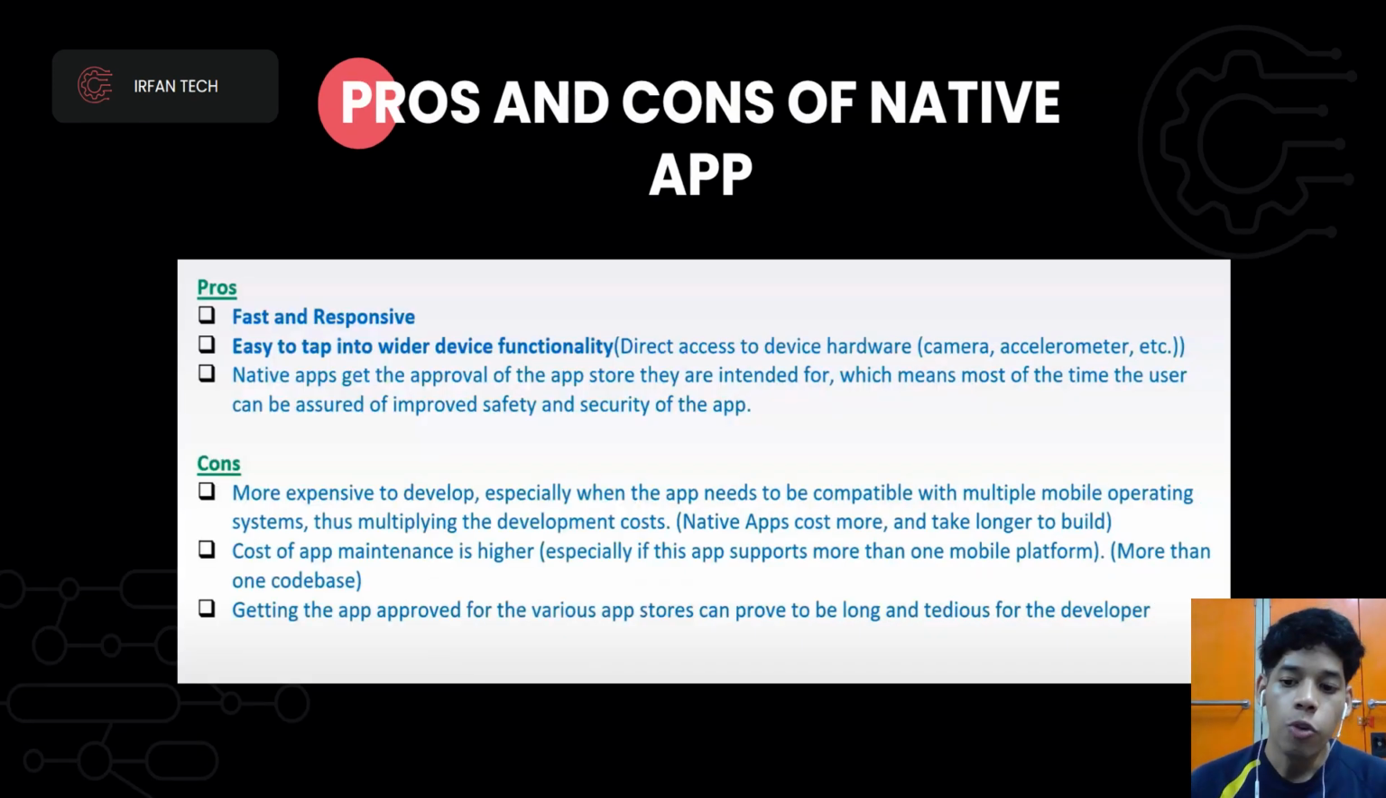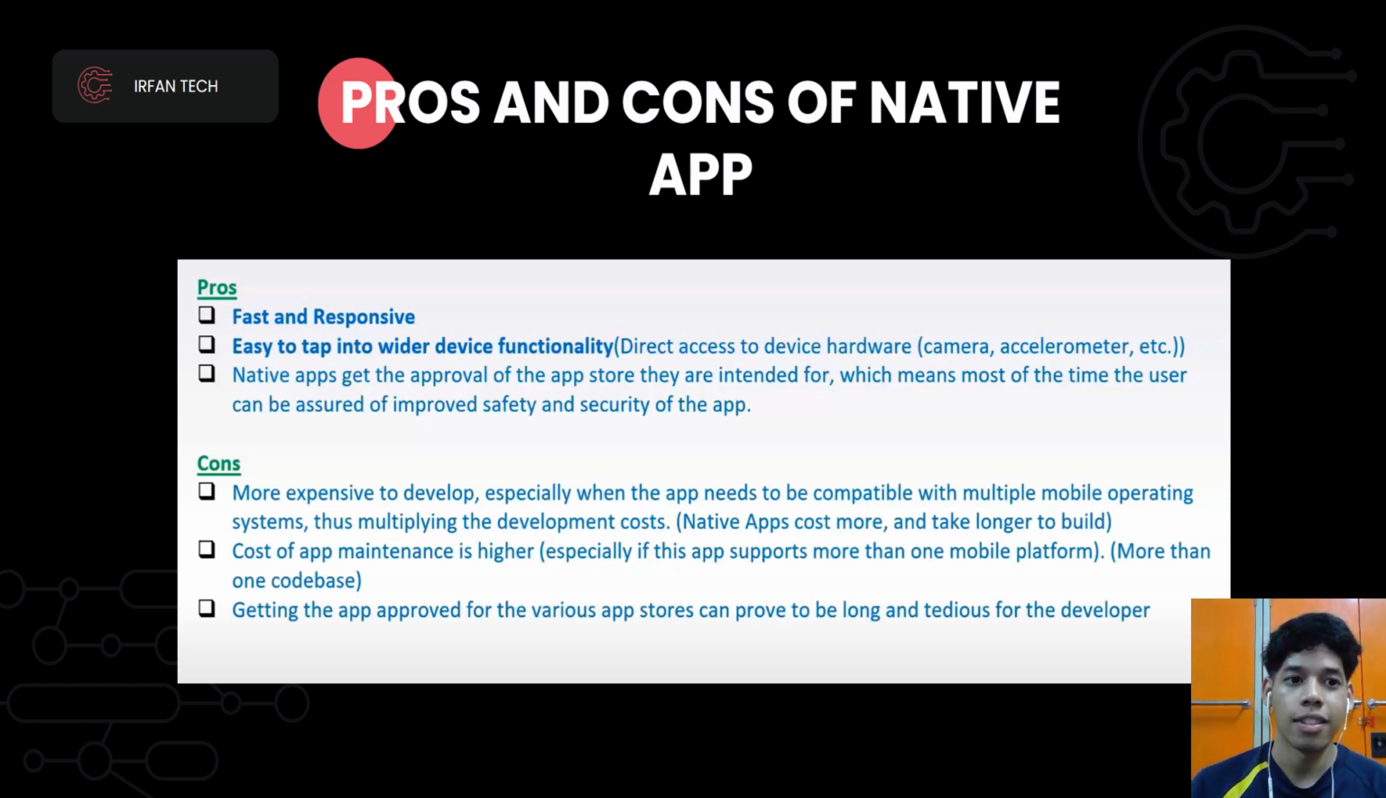The next one, we are going to go through the pros and cons of native app. So the pros of it is fast and responsive, easy to tap into wider device functionality. Native apps get the approval of the App Store they are intended for, which means most of the time the user can be assured of improved safety and security of the app. Whereas cons, more expensive to develop, especially when the app needs to be compatible with multiple mobile operating systems, thus multiplying the development cost. Cost of app maintenance is a little bit higher lah for the native app, especially if this app supports more than one mobile platform.